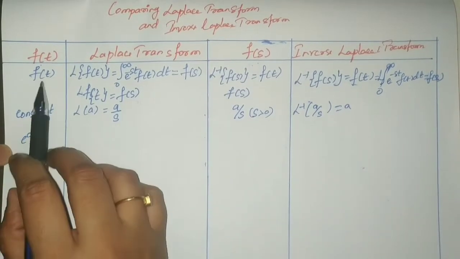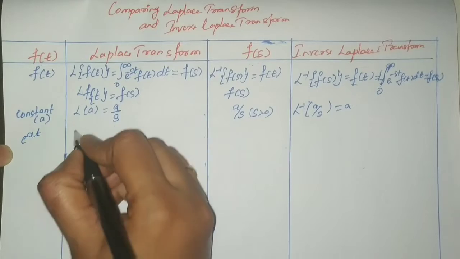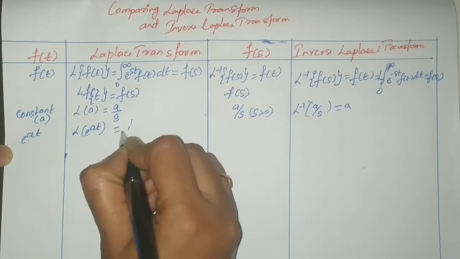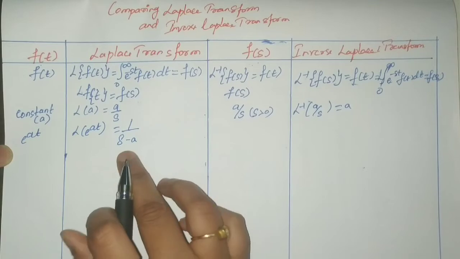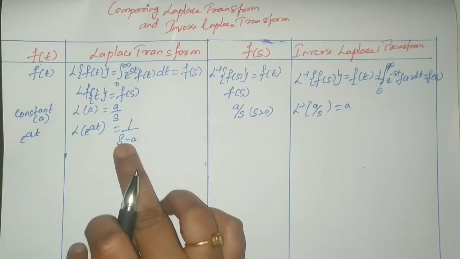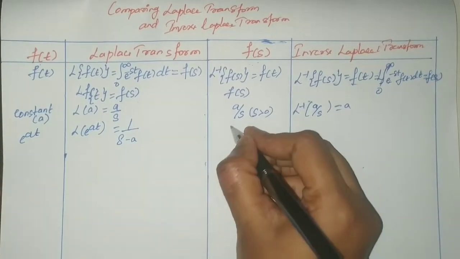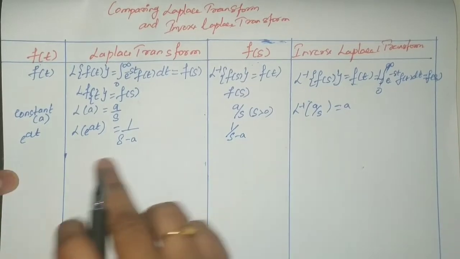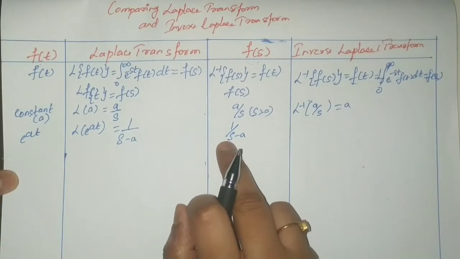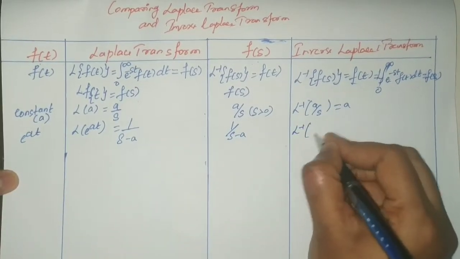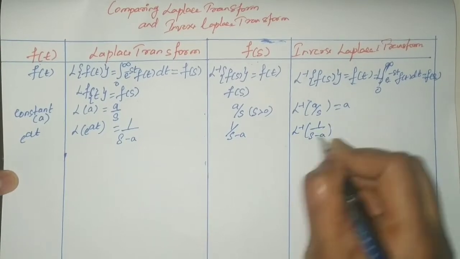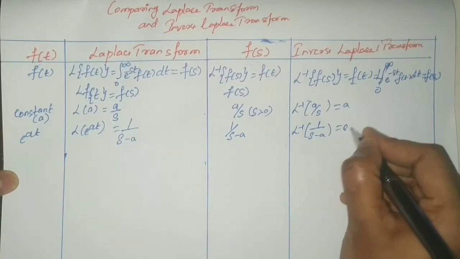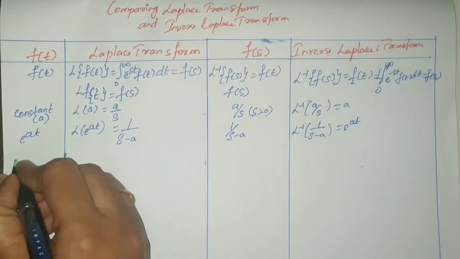Similarly, whenever your function is an exponential, Laplace transform of e power at is 1 by s minus a. You can see it is a function of s. This function you take it here. If suppose you have 1 by s minus a as your function, then inverse of this, that is L inverse of 1 by s minus a. Shift this transform to other side, your answer will be e power at.